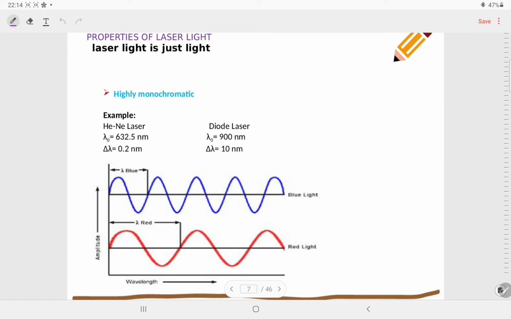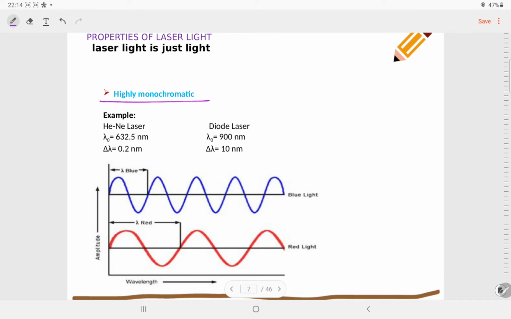Let's see here the properties of laser light. Okay, we'll understand the stimulated emission, spontaneous emission, and spontaneous absorption process. But before that, we'll understand the properties of laser light. So first property of laser light is that it is highly monochromatic.